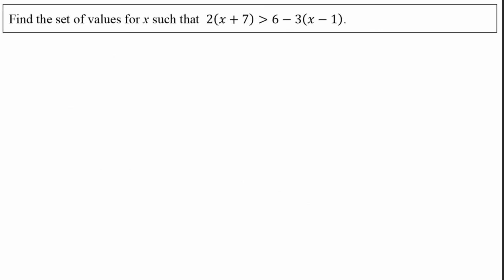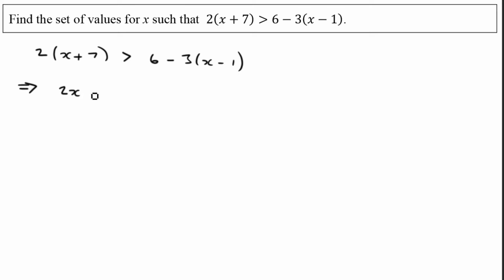Here is an example where there is a little more to do. Find the set of values for x such that 2 lots of x plus 7 is greater than 6 subtract 3 lots of x subtract 1. So we're starting with 2 lots of x plus 7, that is greater than 6 subtract 3 lots of x subtract 1. Let's try expanding all the brackets.